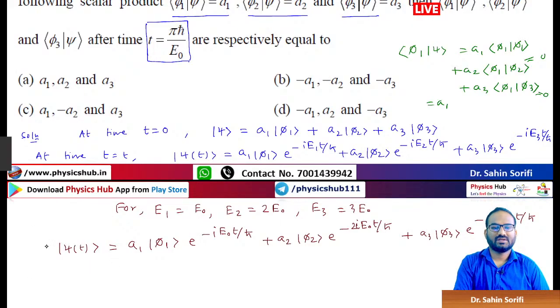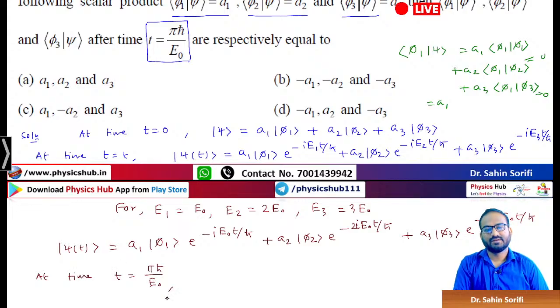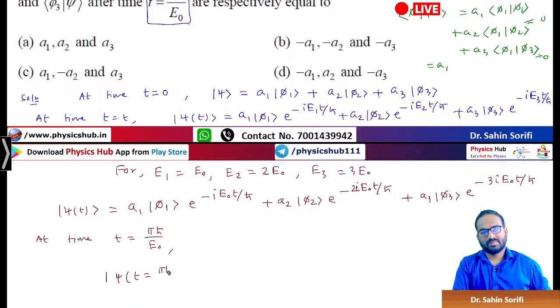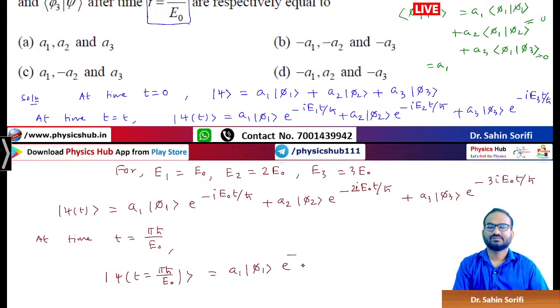Now at time t equals pi h cut by E naught, what will we have? We will have psi of t at pi h cut by E naught: A1 phi 1 e to the power minus, if you put t equal to pi h cut by E naught, what are you left with? e to the power minus i pi, plus A2 phi 2 e to the power minus 2 pi i, and here you will get e to the power minus 3 pi i.